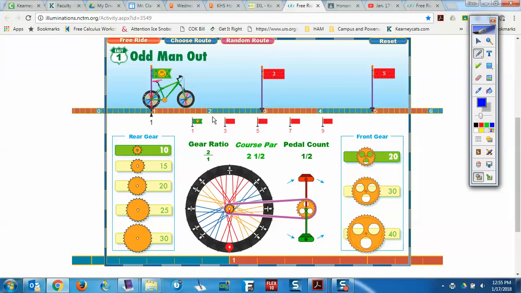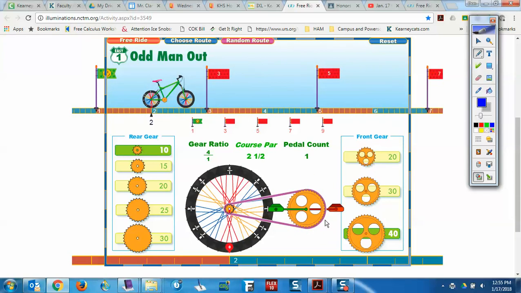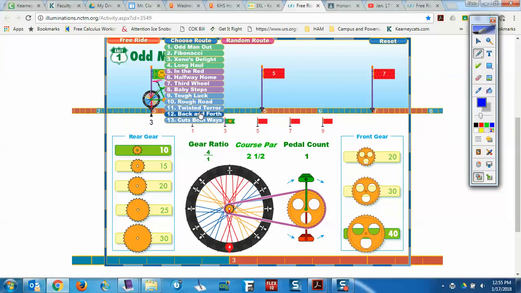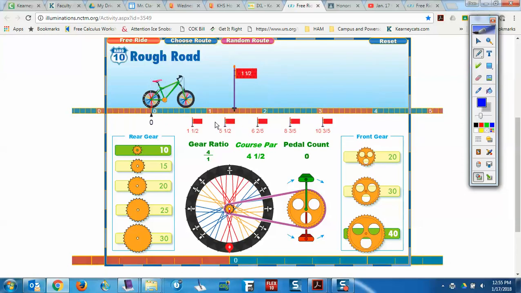So if I want to go from 1 to 3, I want to go 2. So now what do I need to do? I better go 40 and 10. So this goes half a pedal, right? This one's going to go around twice. Okay? Now that's pretty easy because each flag is only 2 apart. Now you get into some of these hard ones. And you got to do this. I mean, and now the fractions really get tough.